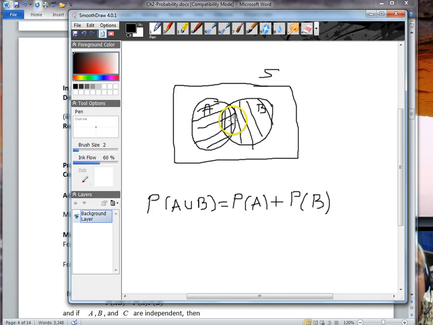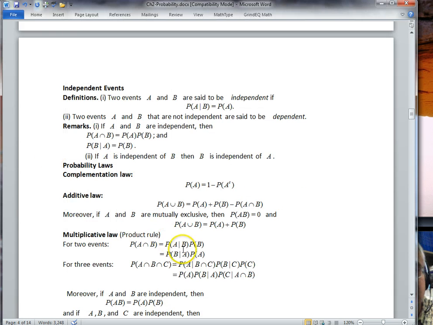Since we counted this twice, we have to remove one of them, so that's why we subtract the probability of A intersection B. Okay, and if there's no intersection, that would be 0, and we'll get that special case of our law. So that's where this additive law, or the law of addition, comes from.